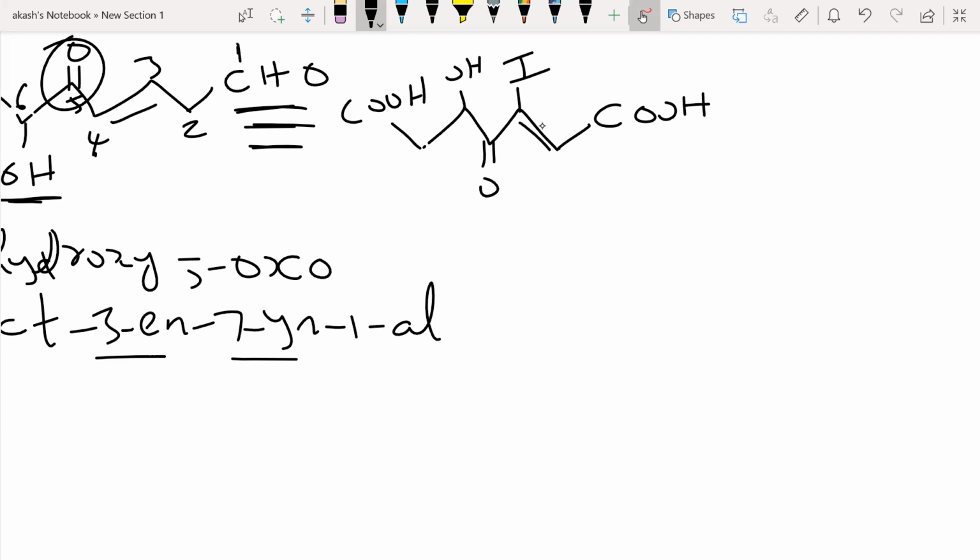Okay, guys, I think this is the last question with respect to straight chain compounds. I'll go for cyclic structures after this. Again, cyclic structures are very easy. I think I'll be able to complete it today itself.